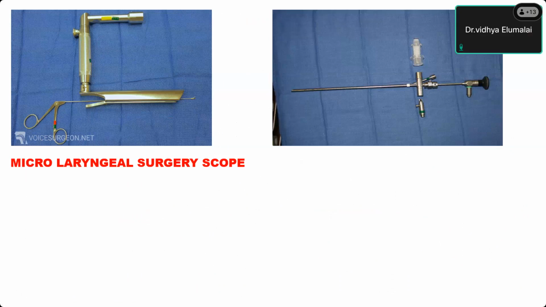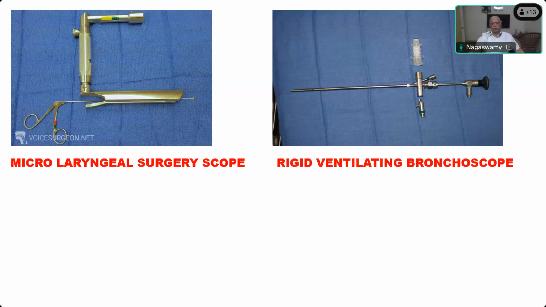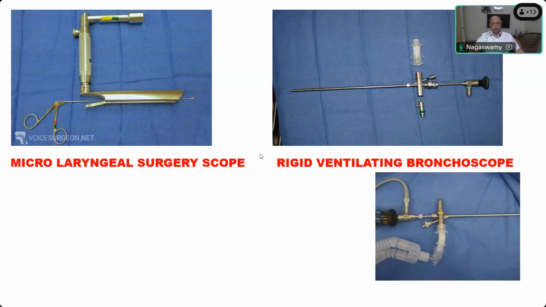Rigid bronchoscope, rigid ventilating bronchoscope. You can see this is the connection for your ventilation, this is the side port, this is the eyepiece, and this is the light source attachment. So this is a rigid ventilating bronchoscope which can be used for foreign body removal or inspection. And this is how the attachment for ventilation will be done.